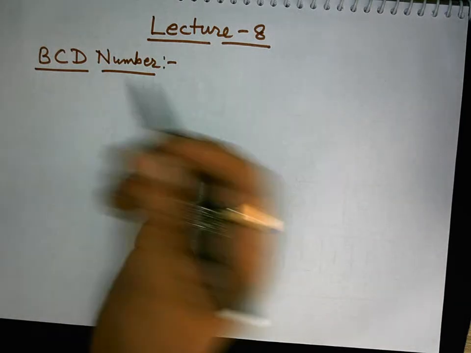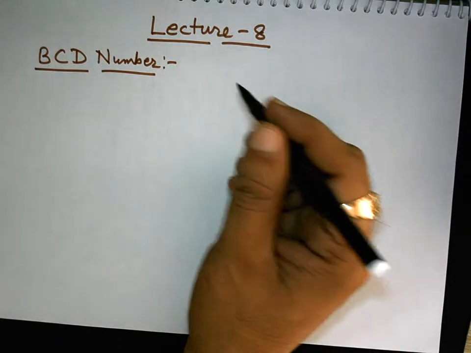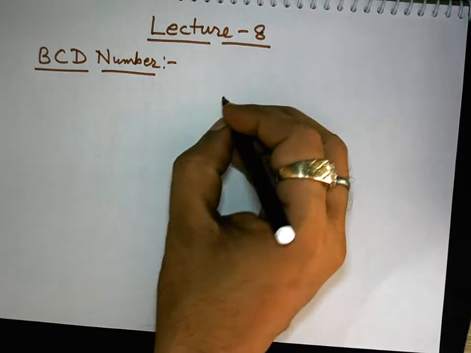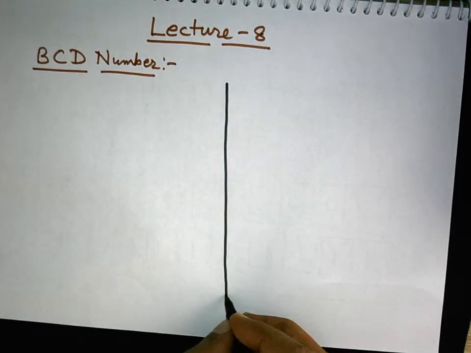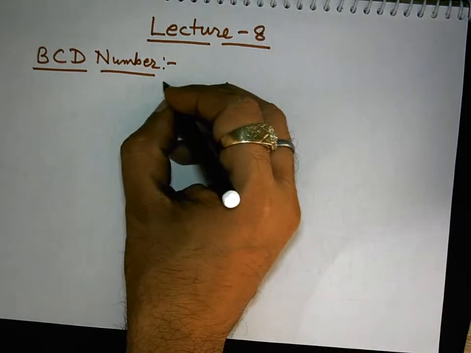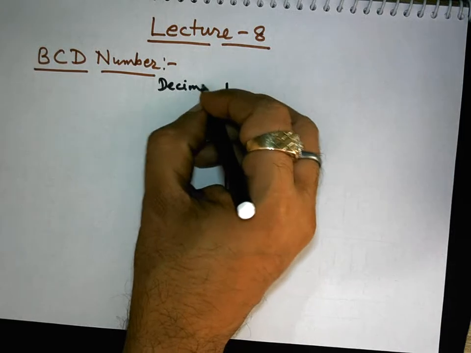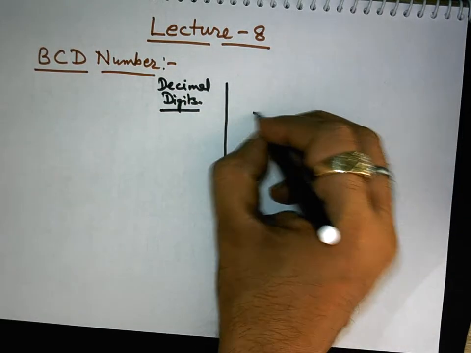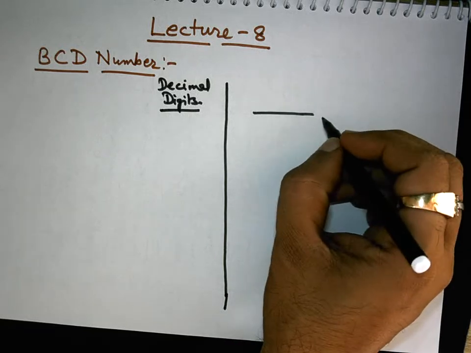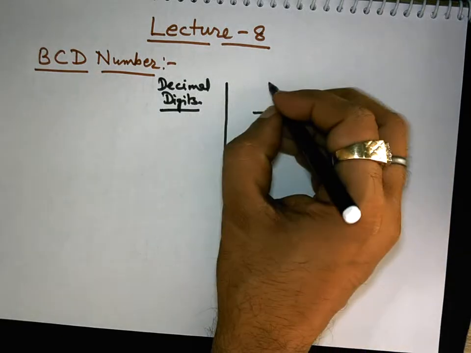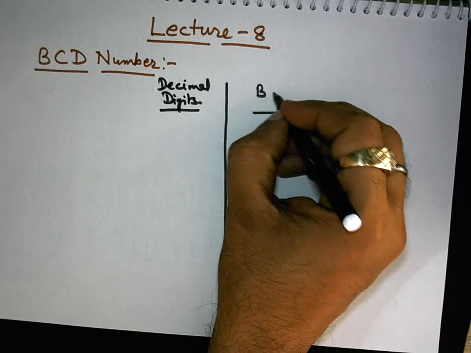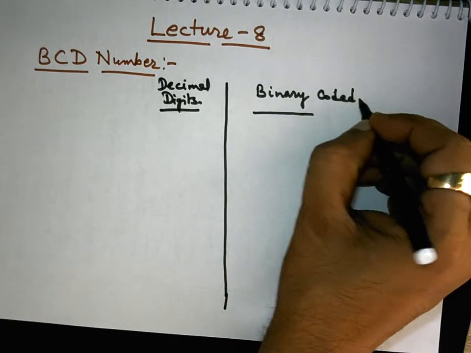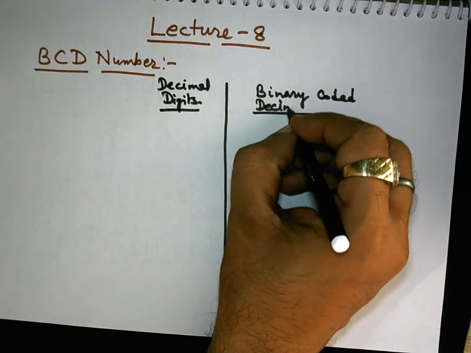So basically, BCD is a way to express each of the decimal digits with binary codes. We have 9 decimal digits. If we wish to encode these decimal digits in the form of binary, then the result is known as binary coded decimal.